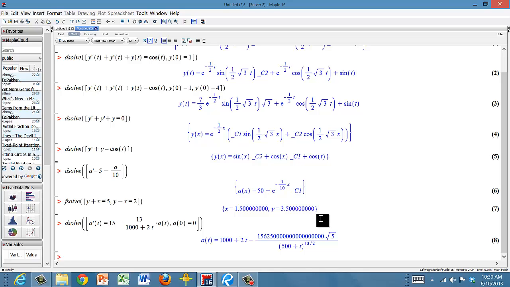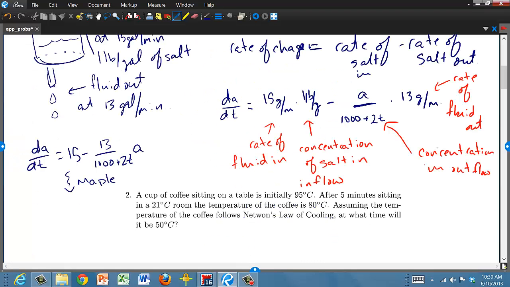That's not necessarily the nicest looking thing in the world, so you'd probably use an evalf to clean that up a little bit. But otherwise, that's it. That's how you solve these kinds of salt tank problems. And we'll do another example here in a minute. But let's just go ahead and continue on and do something else for a little while.